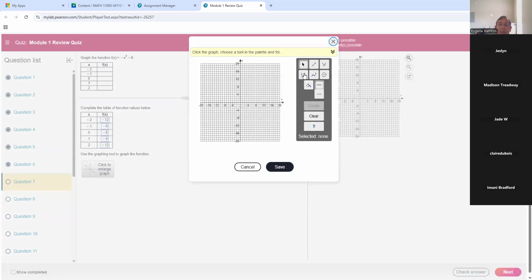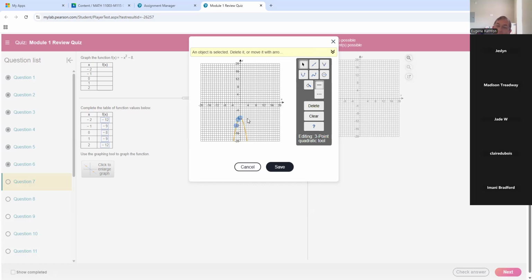Now this one's not as picky, so when you hit the U-shaped, it don't say what points to plot. You can plot any three of them. So I can do -2, -12. I can do my -1, -9. All right, so that's -1, -9. And then I had 0, -8. So there's my 0, -8. So there it is. It's a little bit far down on that.